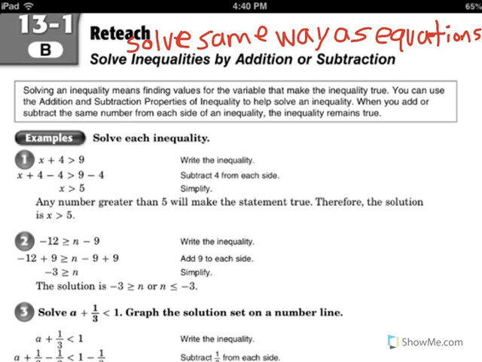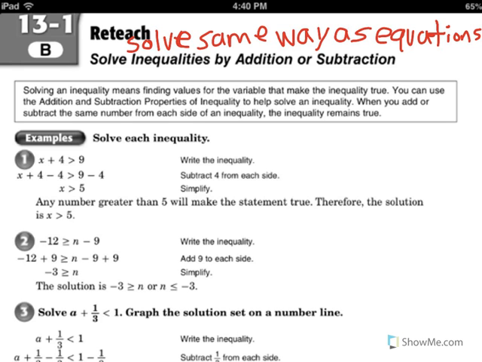To begin, in general, when you're solving inequalities, except for one special rule we're going to talk about in a little bit, you solve inequalities exactly the same way as solving equations. So I wrote "solve the same way as equations" at the top, meaning everything that we're doing, how to get the variable by itself, is all going to work the same.